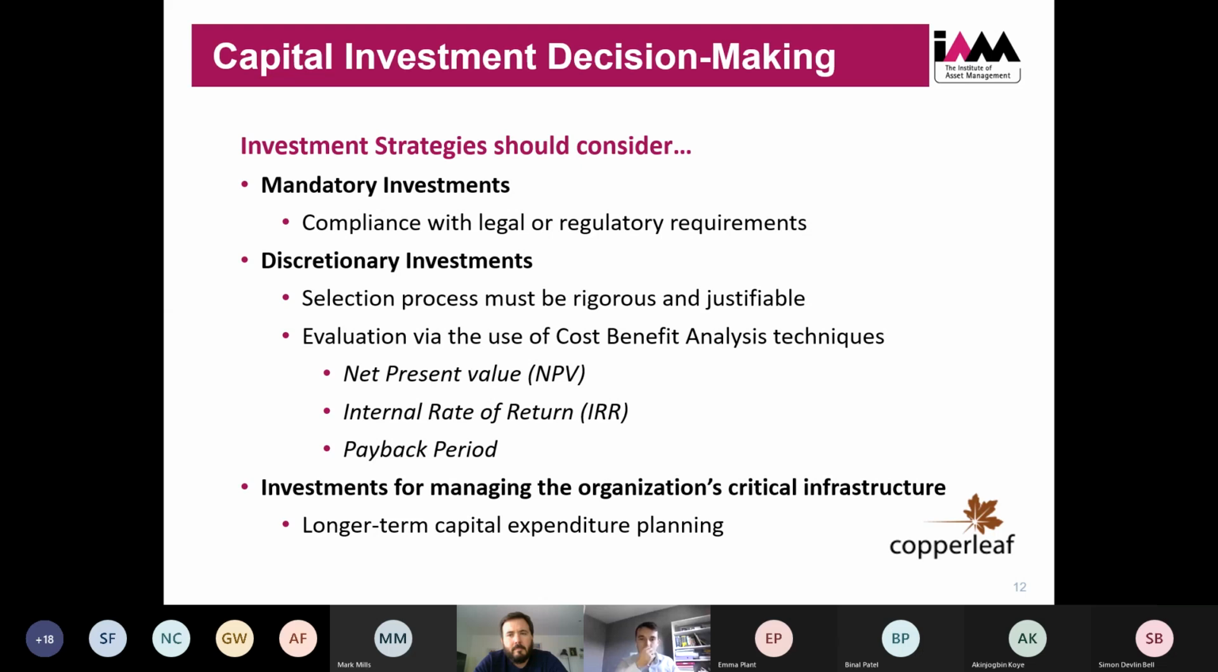However, there is also a need to develop strategies that account for managing investments associated with infrastructure that's deemed to be critical to an organization's success. That could be either due to the financial value of that asset or due to the consequences of those failing. So these strategies must therefore also support the longer term capital forecasts for activities such as the replacement of critical assets.